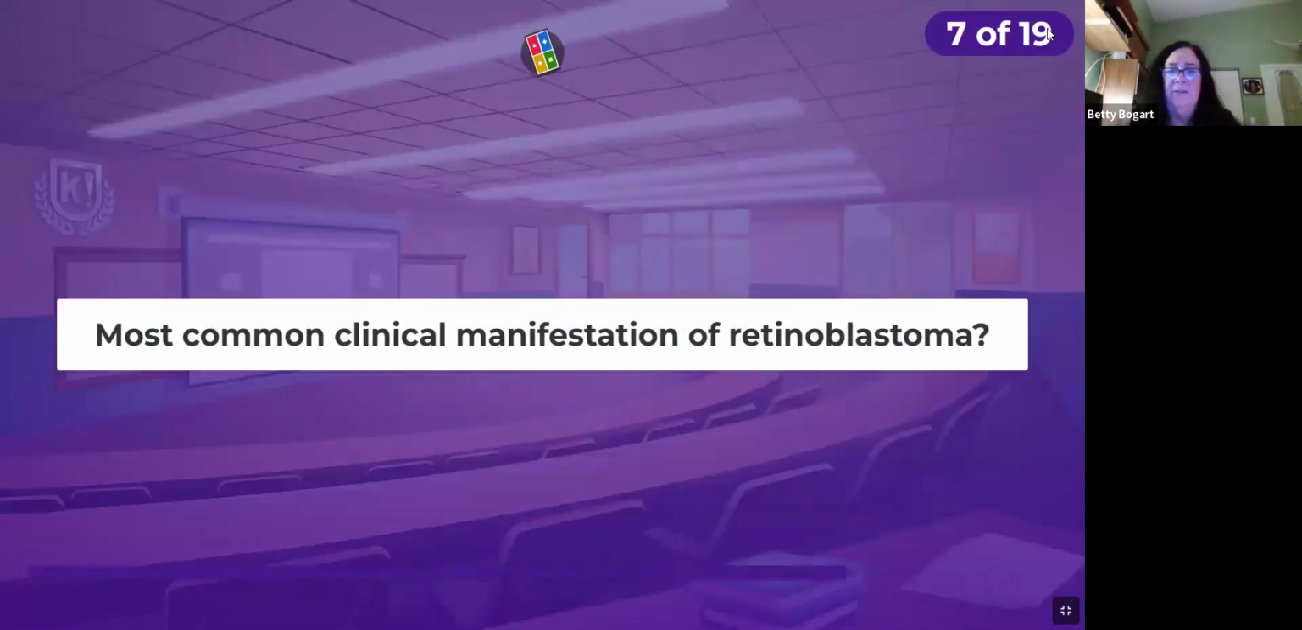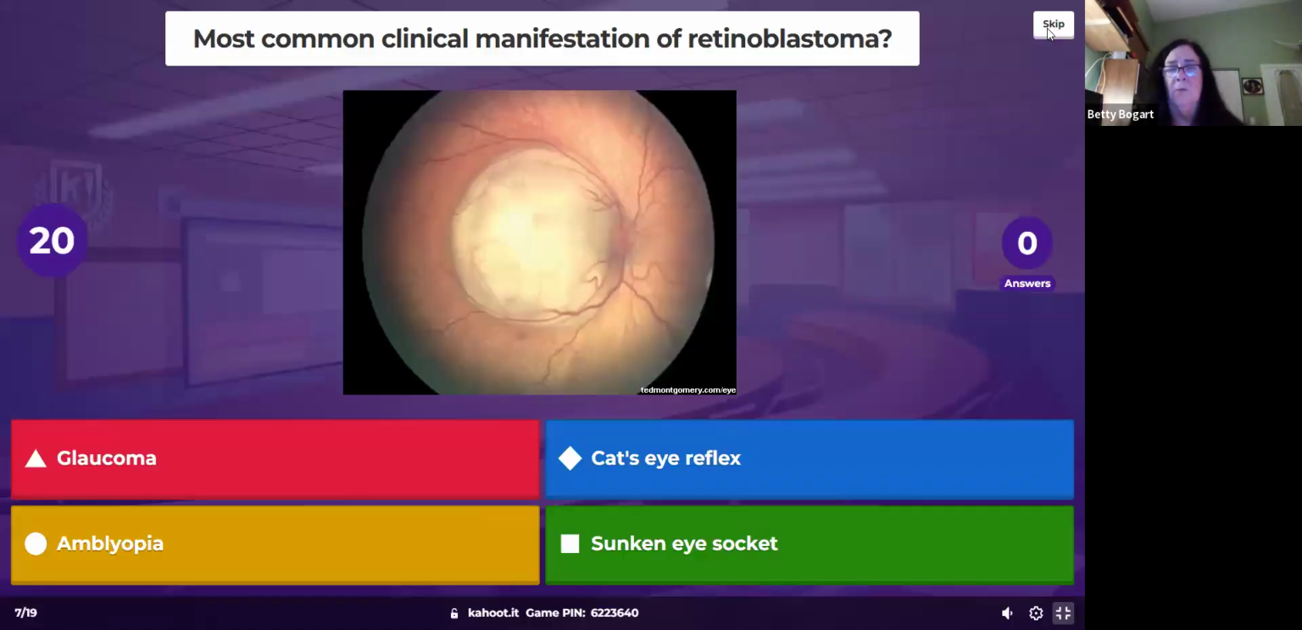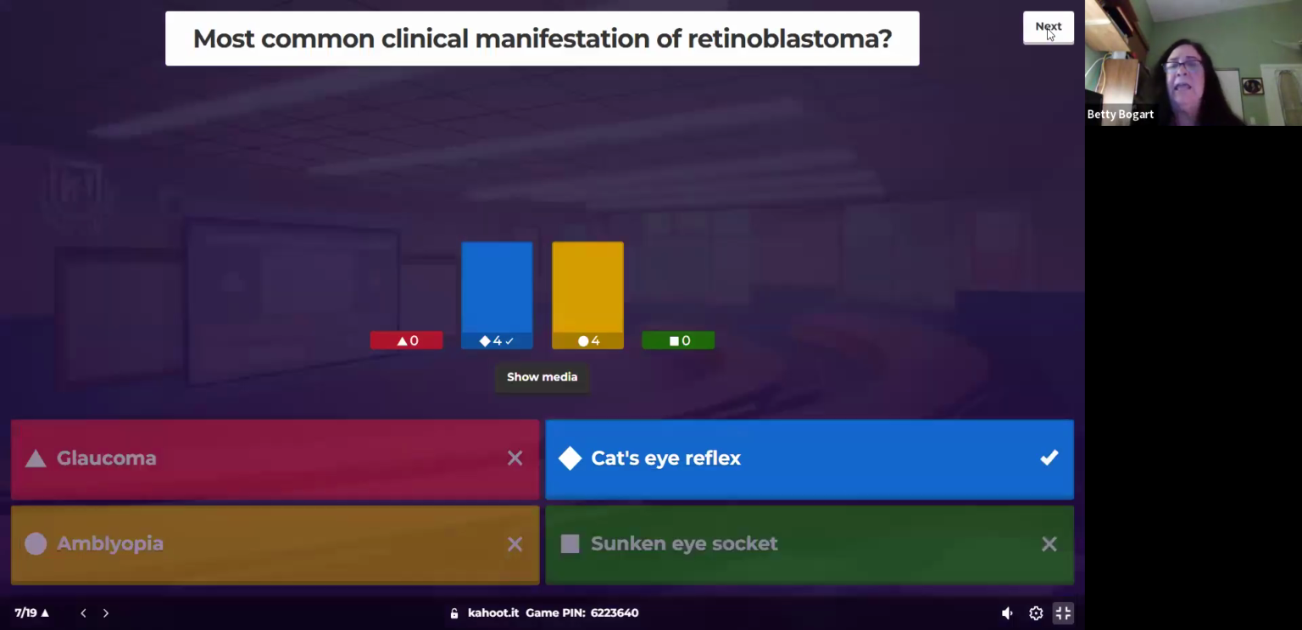Most common clinical manifestation of a retinoblastoma. Again, it's what we call a cat's eye. It's because when you put a light in it, it just reflects back at you. It looks like years ago when they had those big flash cameras and they took a picture and your eyes turned white. It's the same thing. Of course, we don't have that anymore. We've got lovely iPhones that take great pictures, but it is called a cat's eye reflex that we see, that whiteness.